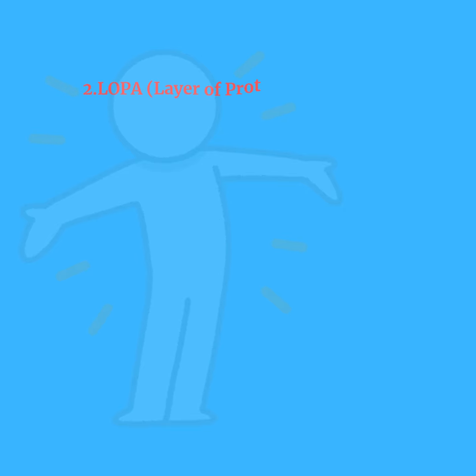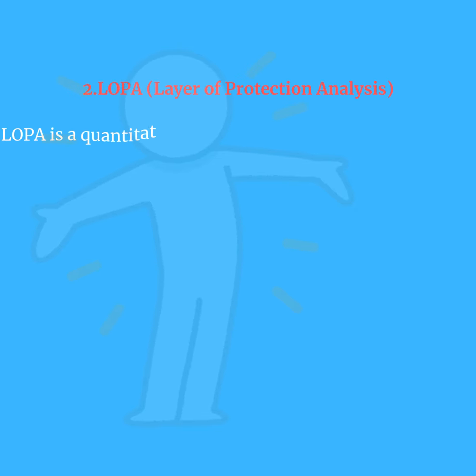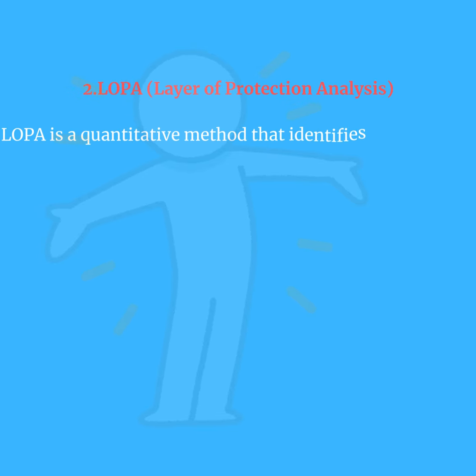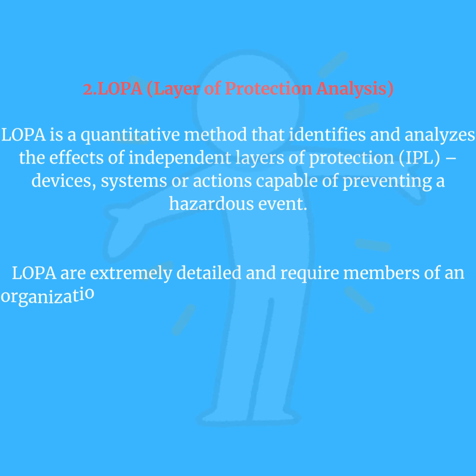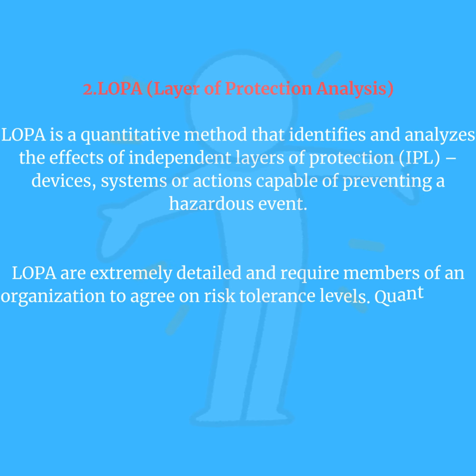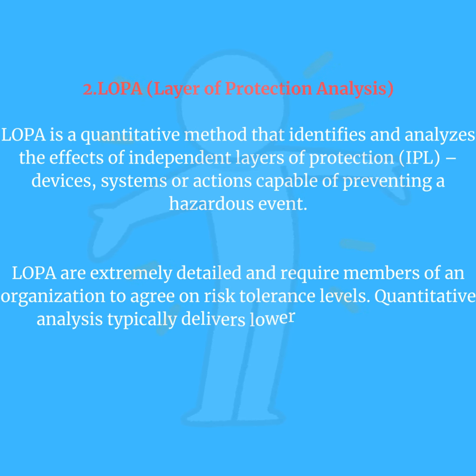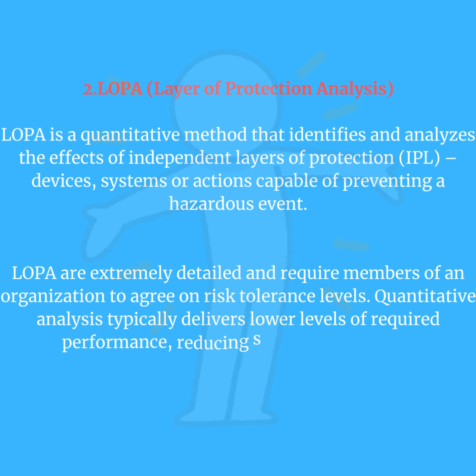2. LOPA, layer of protection analysis. LOPA is a quantitative method that identifies and analyzes the effects of independent layers of protection, IPL, devices, systems or actions capable of preventing a hazardous event. LOPA is extremely detailed and requires members of an organization to agree on risk tolerance levels. Quantitative analysis typically delivers lower levels of required performance, reducing safety system costs.